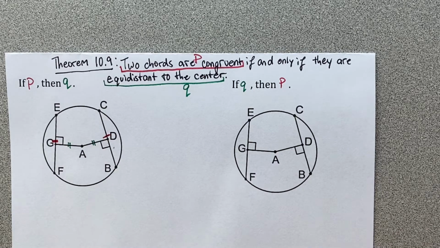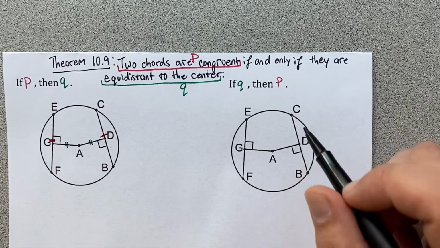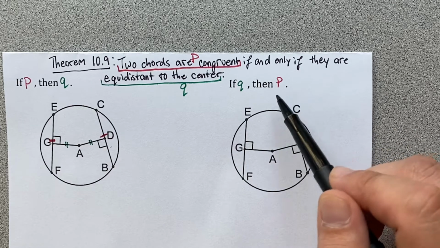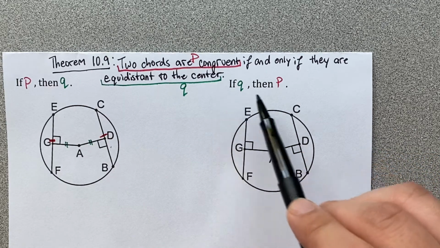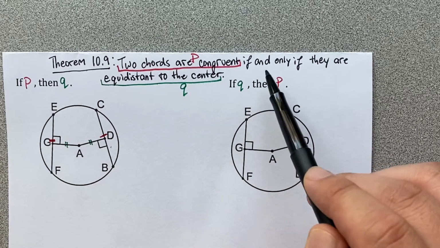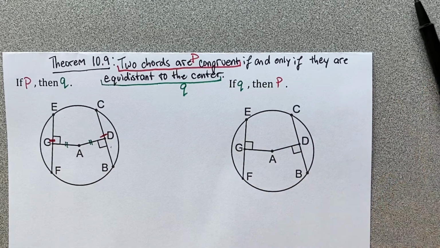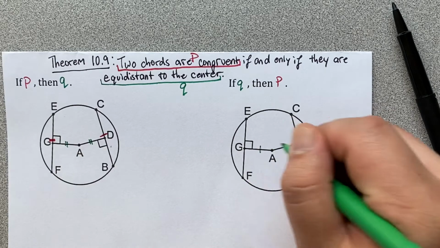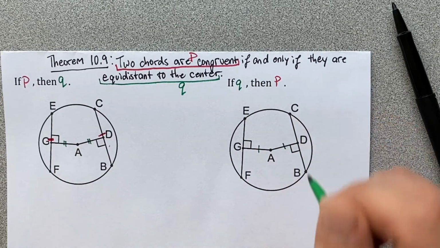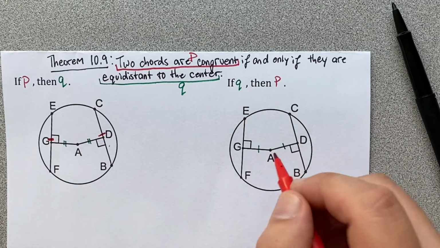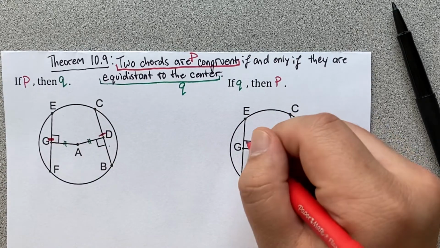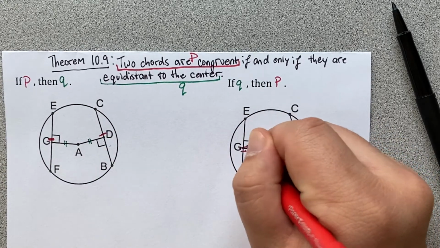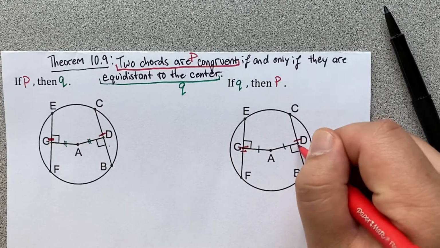distance. If we look at the second reading of this, if Q then P, it would read, if two chords are equidistant to the center, then the chords are congruent. Again, in this case, we would know that the distances AG and AD are congruent to each other, and because these two chords are equidistant from our center A, that would tell us that this chord EF is congruent to this chord CB.